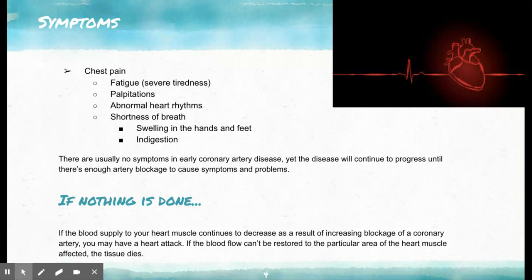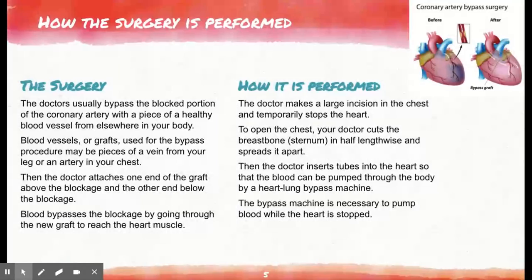If nothing is done, the blood supply to your heart muscle continues to decrease as a result of increasing blockage of the coronary artery. You may have a heart attack. If the blood flow can't be restored to the particular area of the heart muscle affected, the tissue dies. How is the surgery performed?